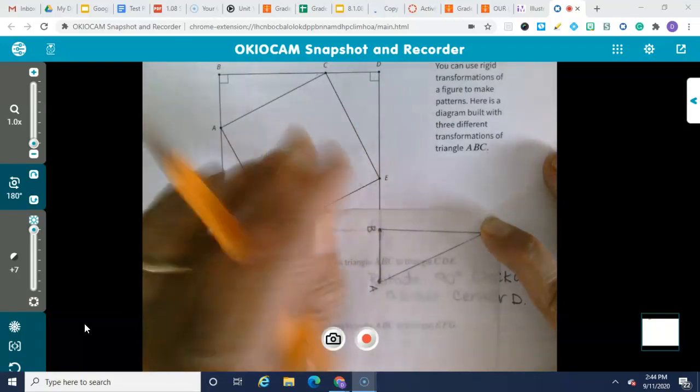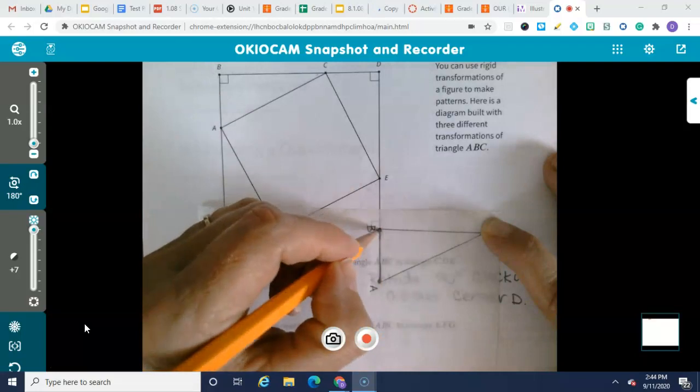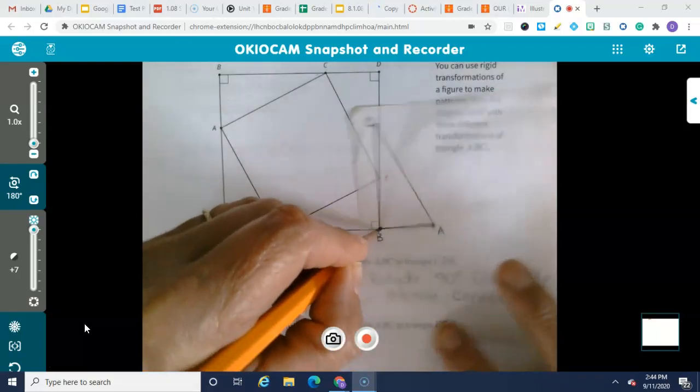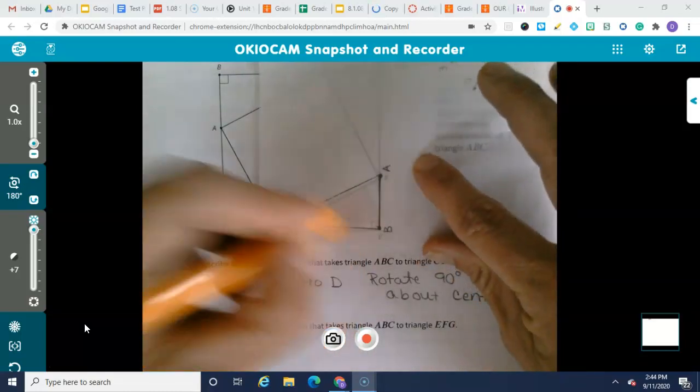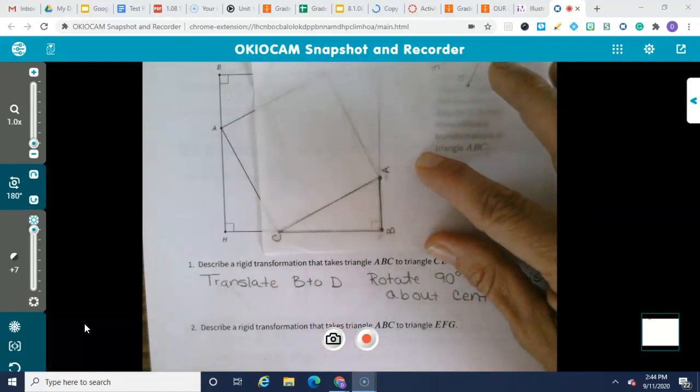So F is right here under there. So I'm going to rotate it 180 degrees. So that would be 90. And that would be 180 there. Okay? So what did I do?